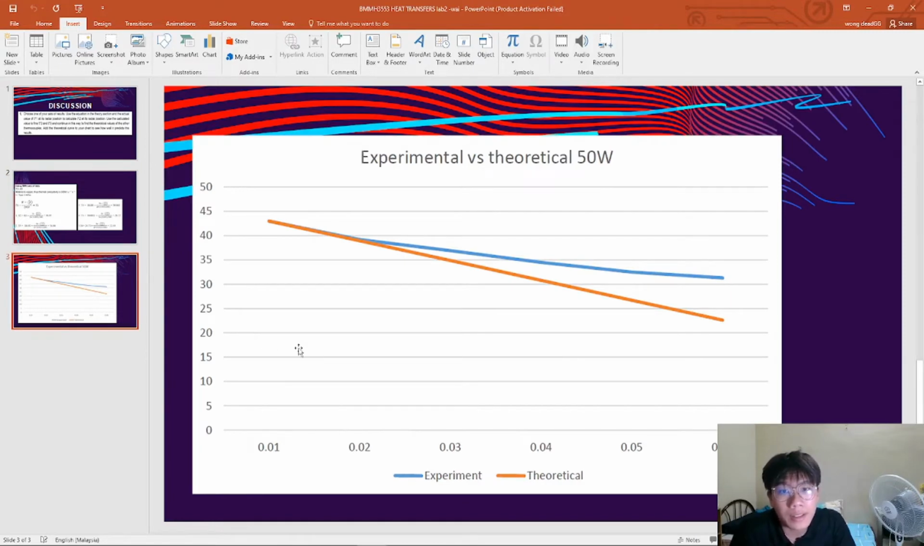So this is the graph we created. The blue one is the experimental graph. As you can see, it's not going linearly. For the theoretical graph, as you can see, it's going in a linear pathway. Thank you.